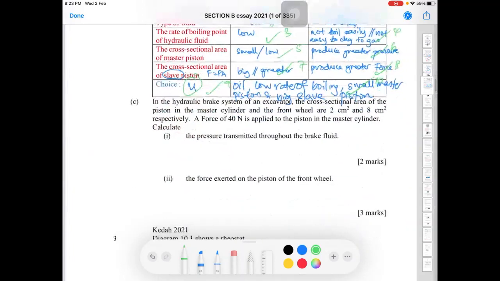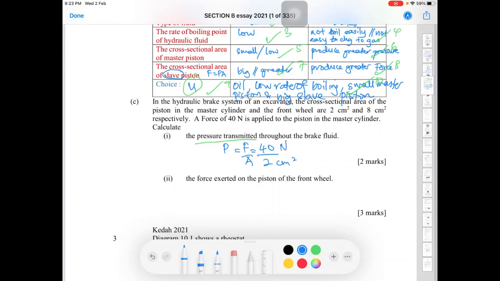Okay, so kita pergi kepada calculation. The other 5 marks lagi, you ada calculation. So the pressure transmitted. You nak kira pressure. Jadi of course lah you guna formula P equals to F over A. So the force is 40 Newton. Okay, dan you punya area is 2 cm^2.